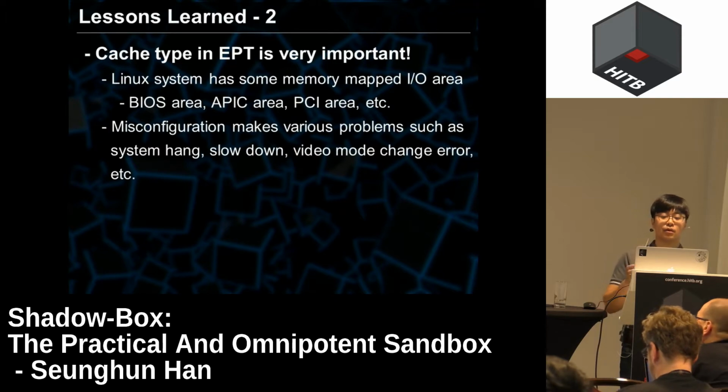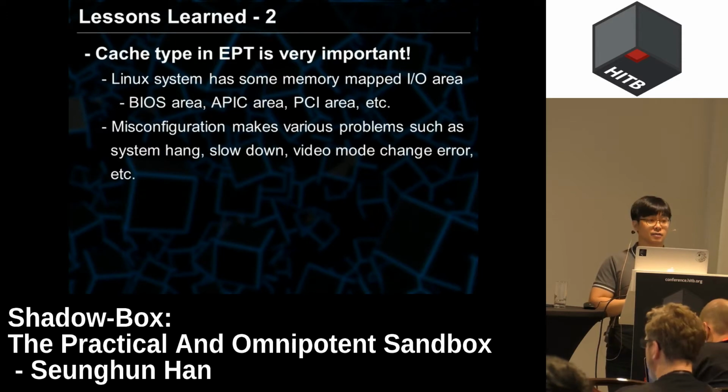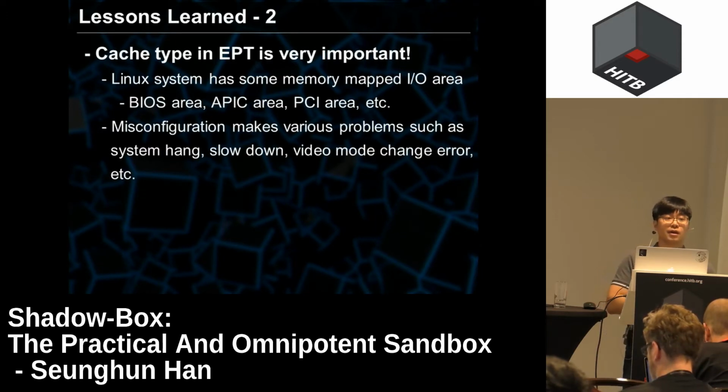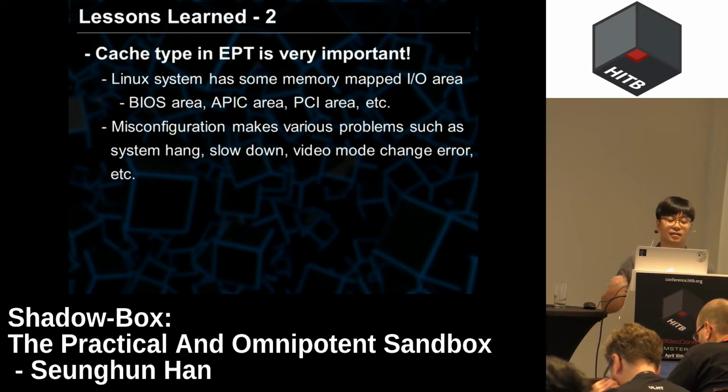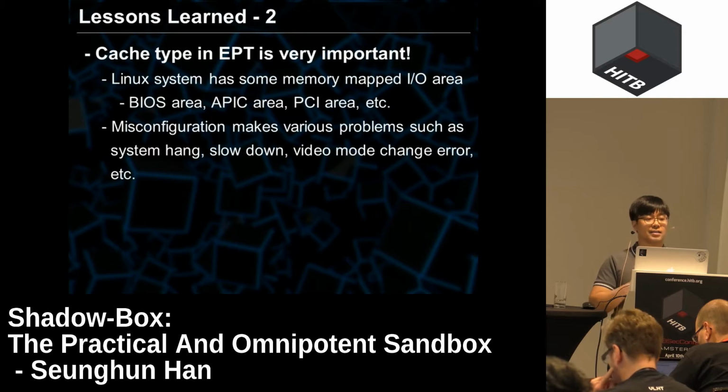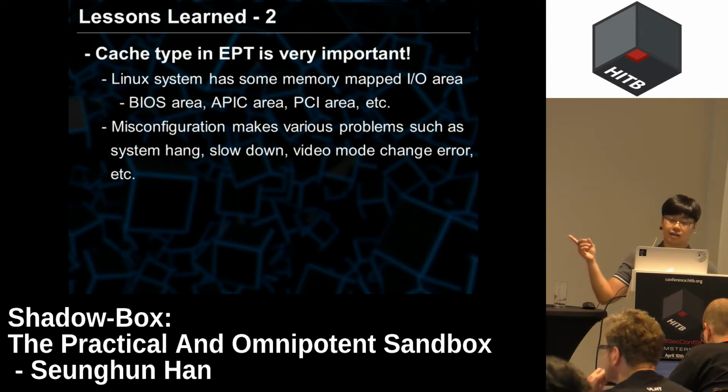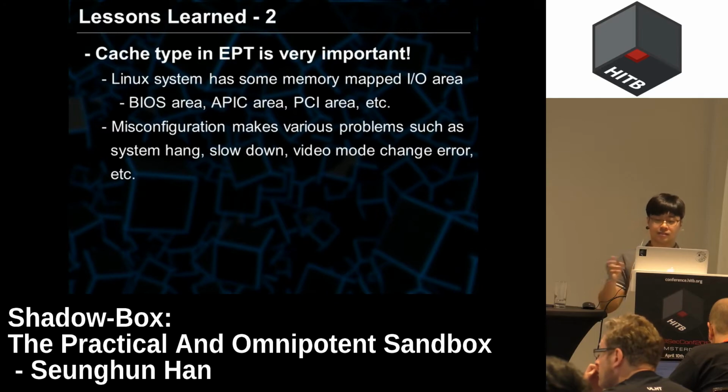Every system has its own memory map, and memory mapped I/O areas should be handled carefully. Memory mapped I/O areas interact with the hardware. Therefore, the data written in this area should transfer to hardware immediately. Because of this, memory mapped I/O areas are set to uncacheable type. If you misconfigure this cache type, it's a beast from hell, such as system hang, slowdown, and some undetectable errors.